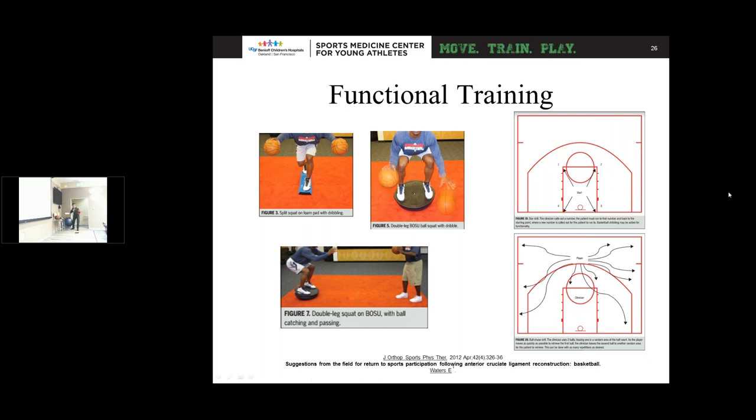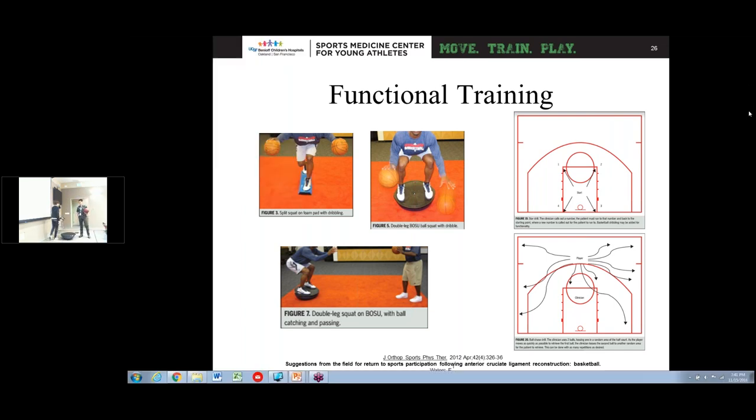Now, hold on, I got it. Yeah? Have you ever stood on one of these BOSUs? Yeah. Alright, I'll help you out, okay? Stay up here, you can watch your face that way. Yeah, face the people at home. Okay, so.